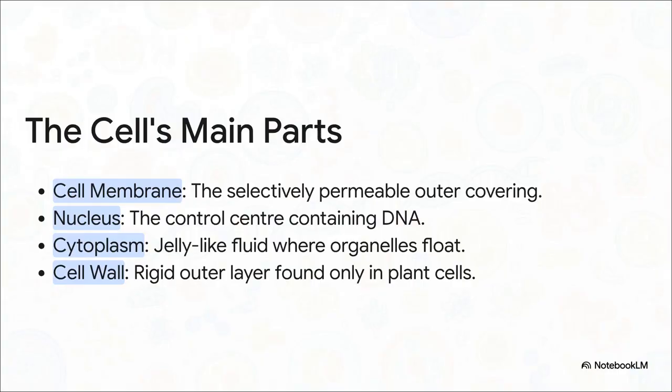All right, so as we approach this cell city, you can see its main districts. The outer border is the cell membrane. That's your security gate and border patrol, deciding who gets a visa. At the center, you've got the nucleus, which is basically City Hall. It holds all the master plans, the DNA. Everything else is floating around in the cytoplasm, this jelly-like stuff that fills the city. And oh, plant cities have this extra feature, a super tough outer cell wall for added protection.